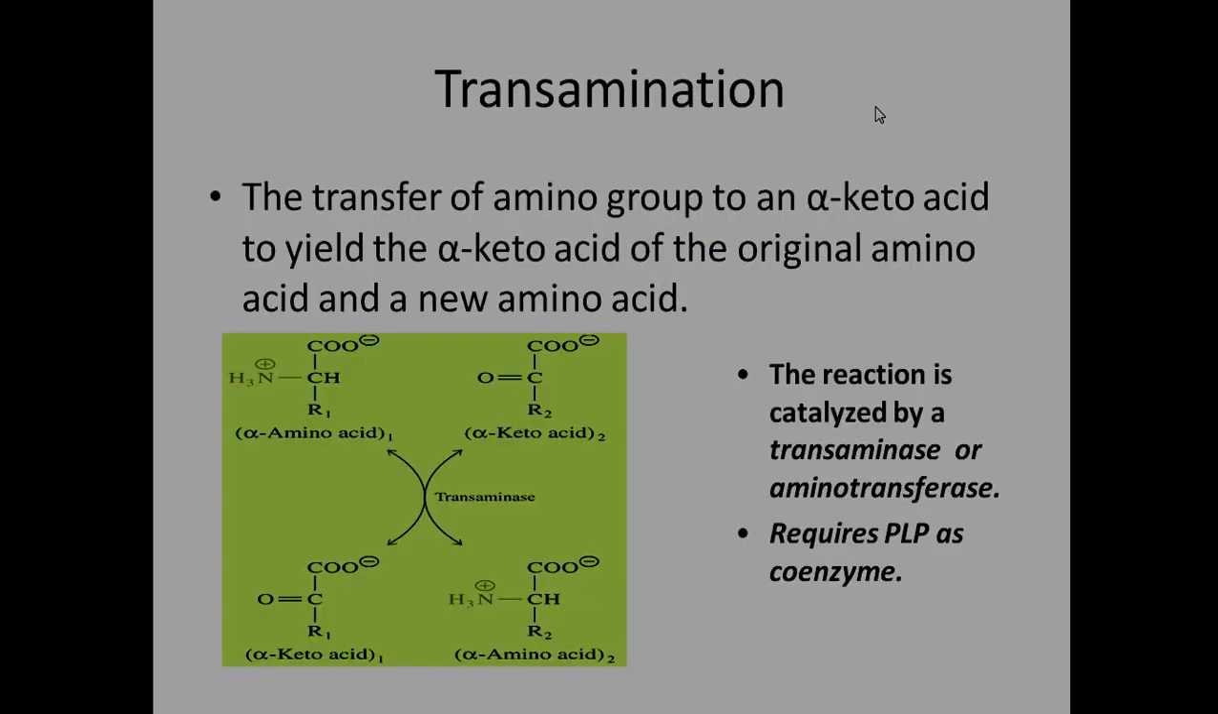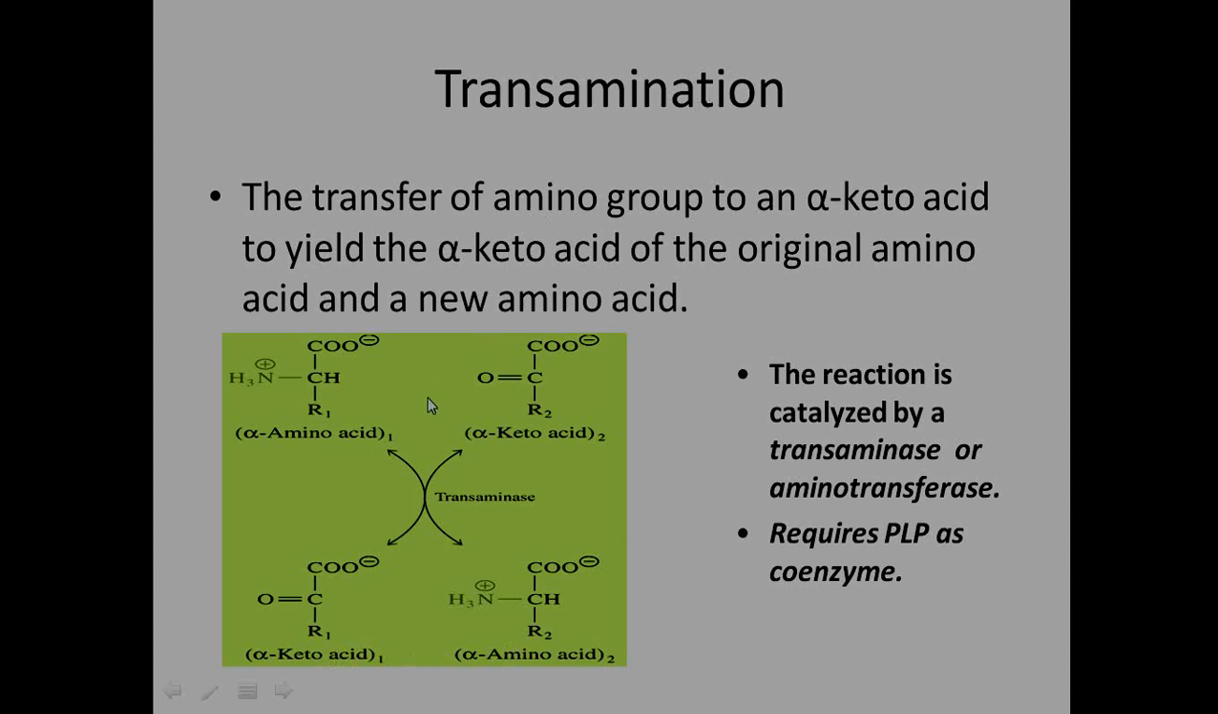The process of transfer of amino group from an amino acid to a keto acid resulting in the formation of a new amino acid and a new keto acid is called transamination.